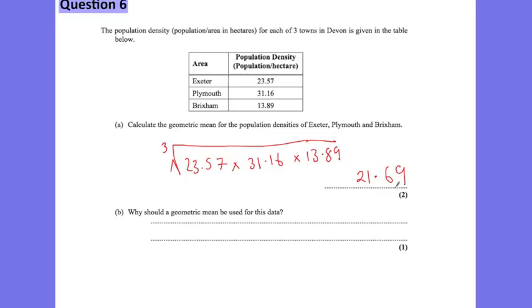We're asked, why should a geometric mean be used for this data? Now, the geometric mean in this example is used because comparing proportions is more representative instead of comparing numbers. So here, the geometric mean is useful for comparing proportions, which is more representative.